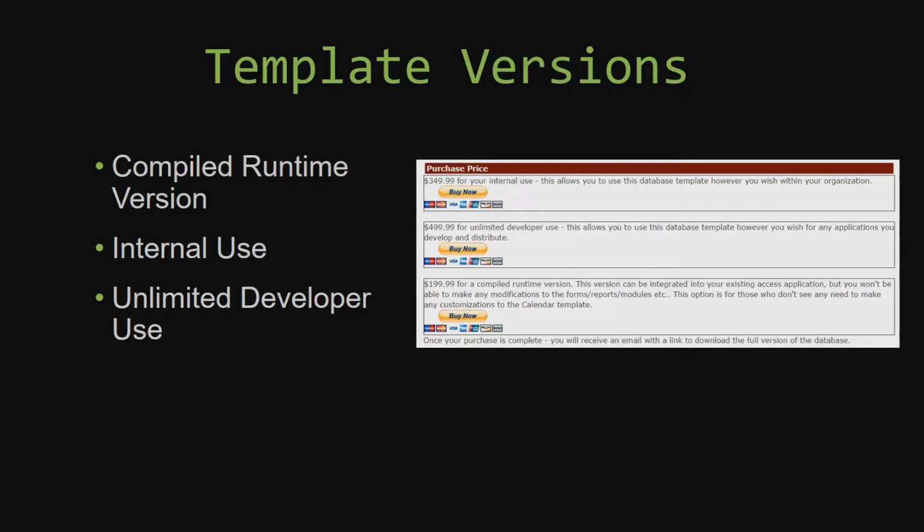And last but not least, our unlimited developer use version allows you to use the database template however you wish for any applications you develop and distribute the template as part of a database you create. Winning Solutions Inc.'s templates have a strong advantage over shrink wrap software that you purchase from a store or website. With our templates, you receive the source code along with your purchase, so you are able to customize and update the database as you please. With shrink wrap software, you do not receive the source code when purchasing the software, which means that you cannot update or customize the database as you wish.